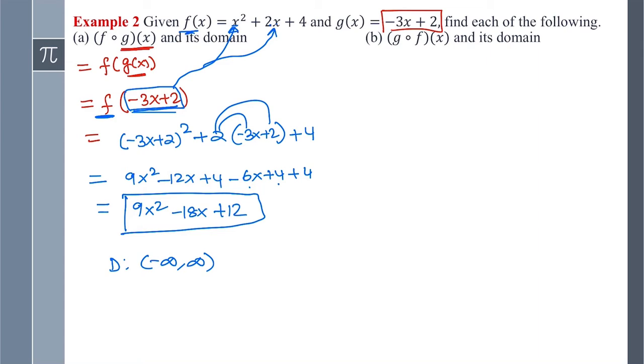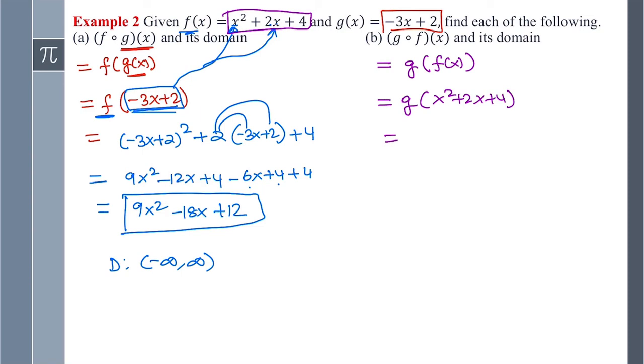Let's go ahead and find this composition right here. We are going to do exactly the same thing that we did for the first question. So this equals g of f of x. Now the inside function is f of x. So I'm going to bring that f of x and put it here. So f of x is this expression right here, x squared plus 2x plus 4.